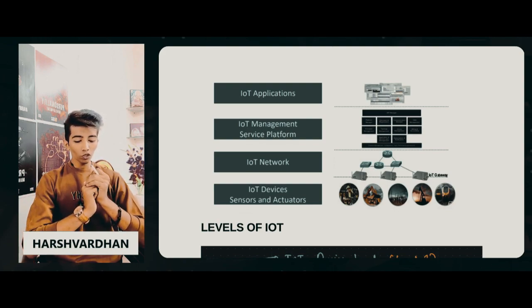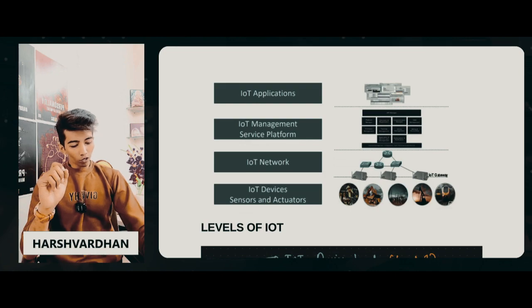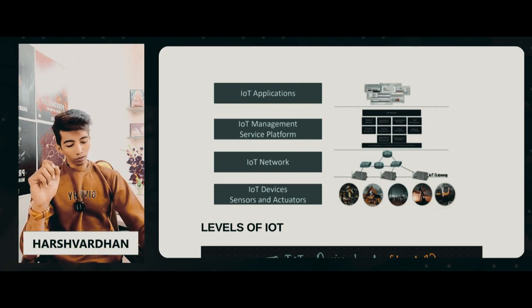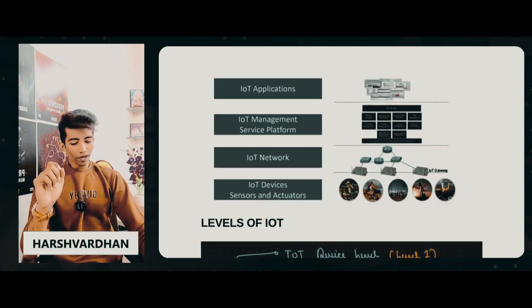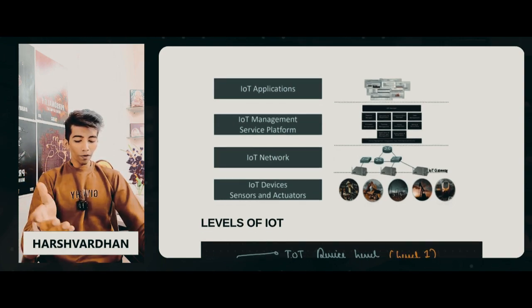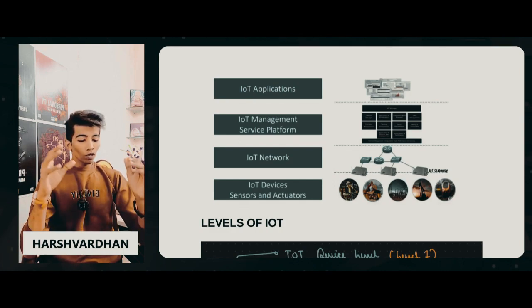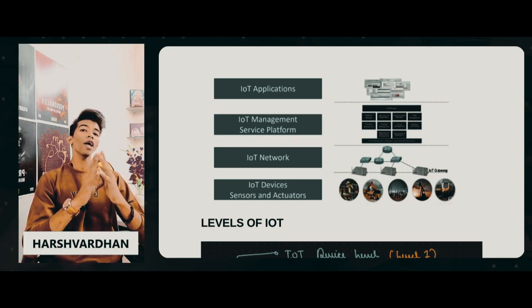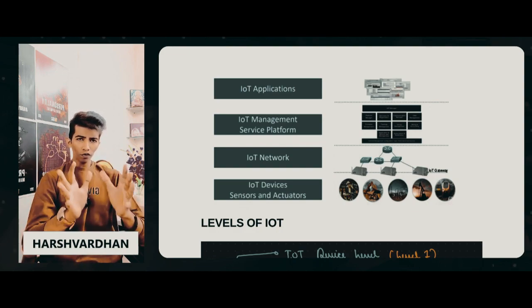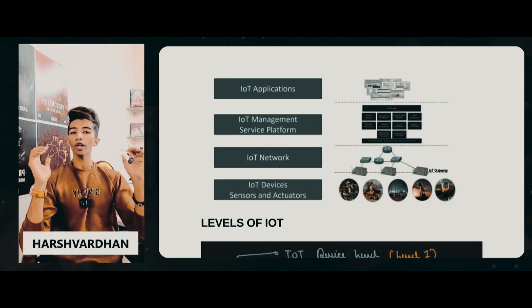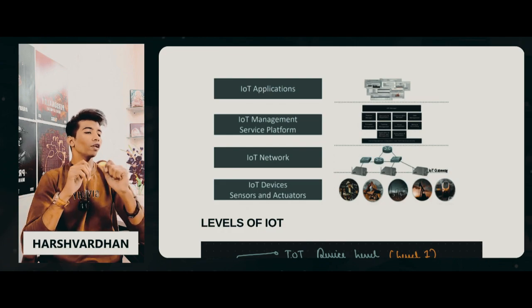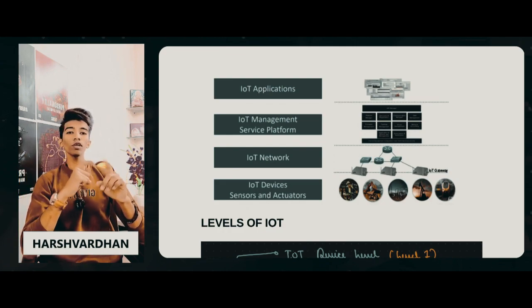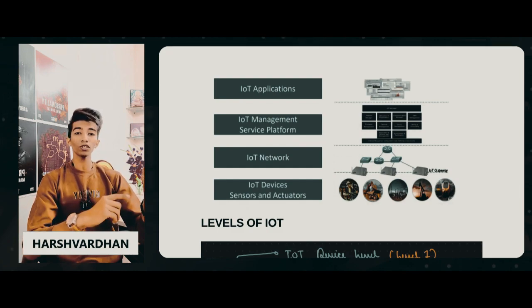IoT applications, first of all, what happens? First of all, there will be a layer of devices, sensors and actuators. On top of that, the next thing you will have is the IoT network. On that network there will be the IoT management service platform and then the IoT applications. So how is it going? First of all, you have some kind of sensors or actuators. Why is this important? Because a sensor will take the data, and actuators will convert the data coming from the processor into motion, right?